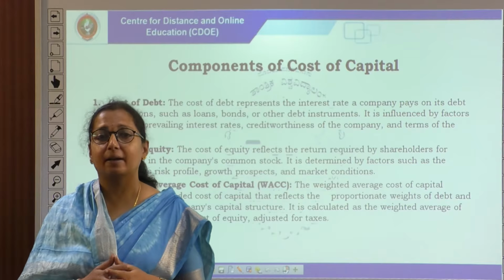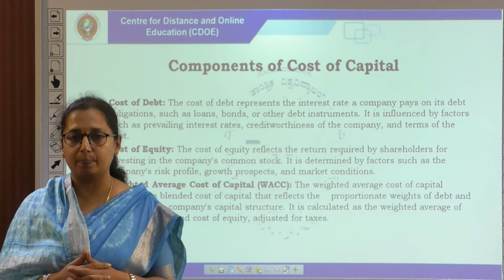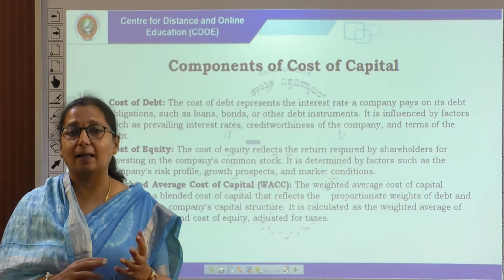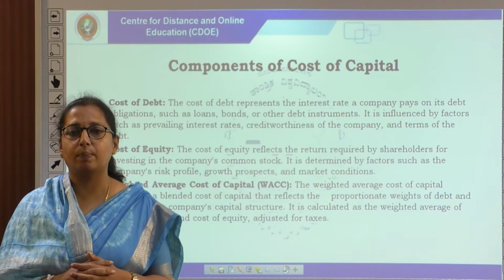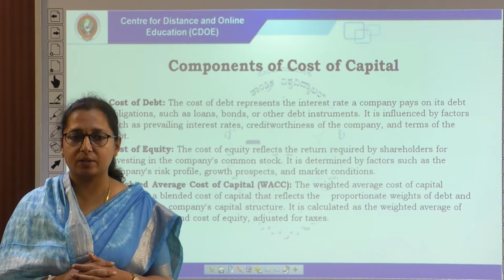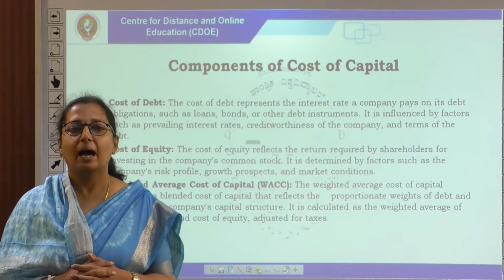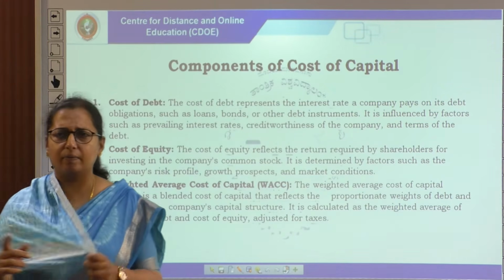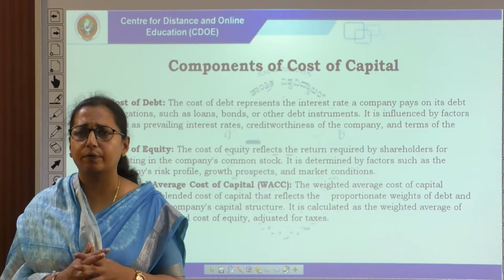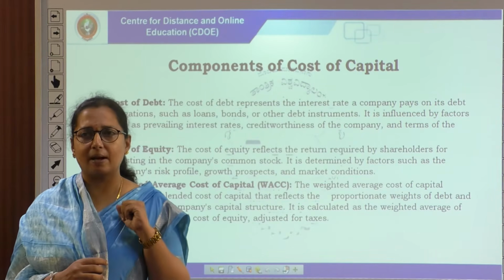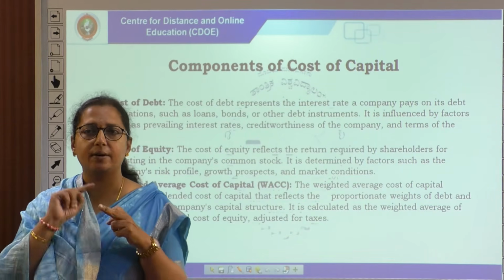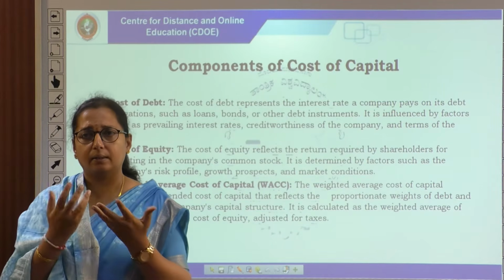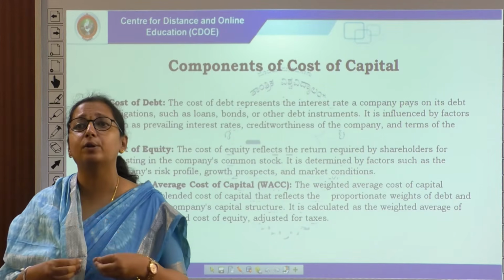The cost of debt represents the interest rate a company pays on its debt obligations such as loans, bonds and other debt instruments. It is influenced by factors such as prevailing interest rates, creditworthiness of the company and terms of the debt. When we talk about debt, it is a repayment of interest. So, when we think about time value of money, we think about compound interest and simple interest, and also what we just discussed with regard to payment of interest rate.